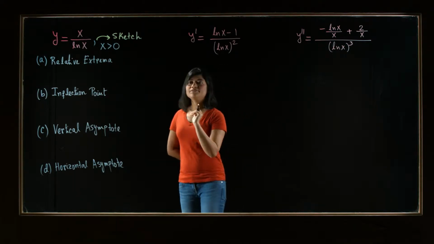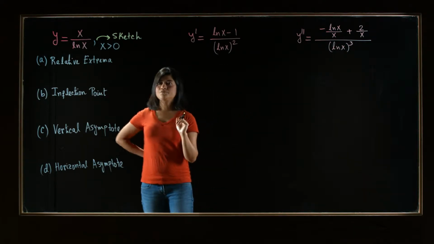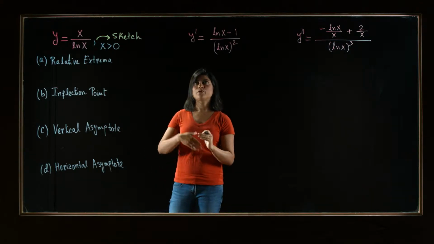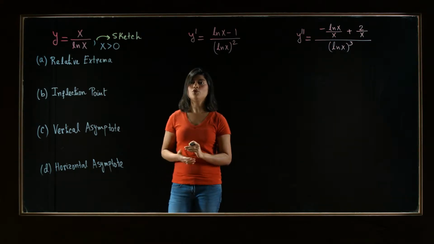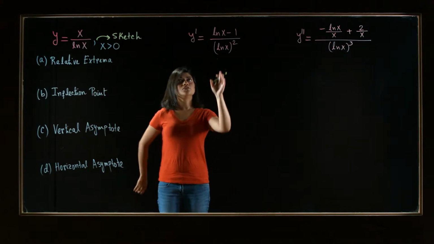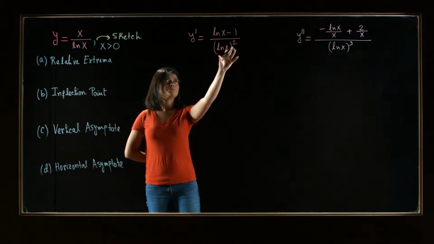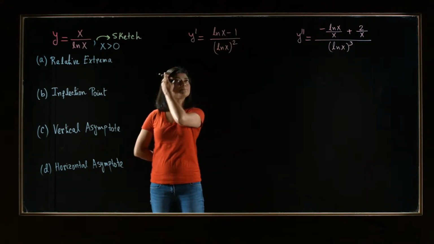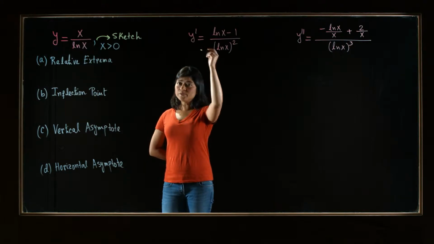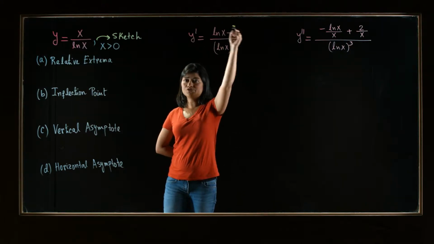So for relative extrema, we need to find critical numbers. That's where the first derivative is 0 or undefined. So look at the expression for the first derivative. We have a numerator and a denominator. Now the derivative will be 0 if the numerator is 0.